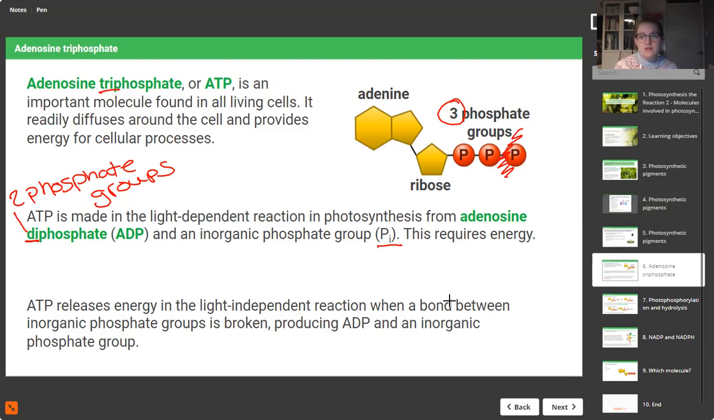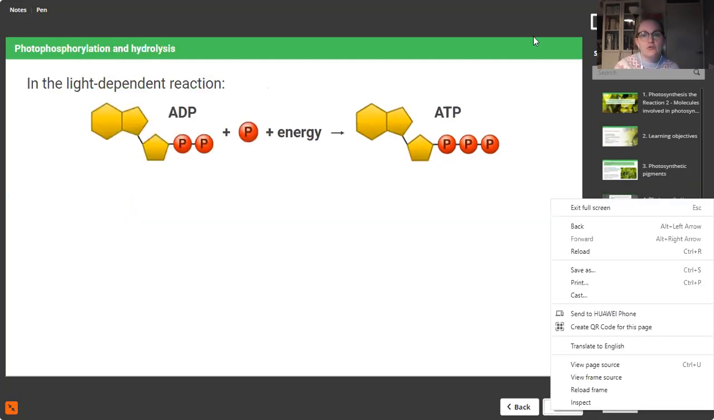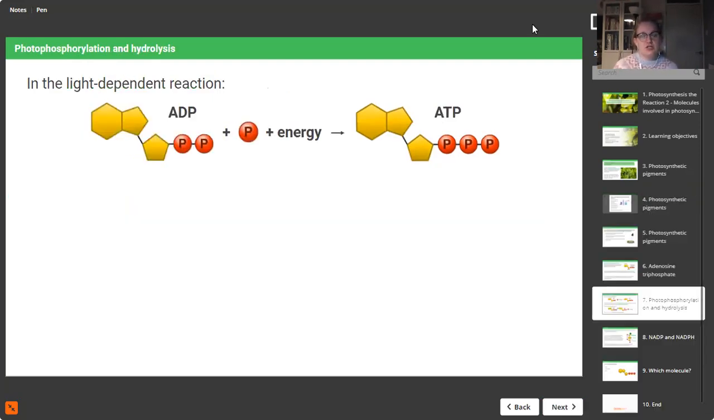So I'm going to look at that in a little bit more detail now. Actually, how do we join them? How do we bond these together? And how do we break these bonds? So in the light-dependent reaction, the first part of photosynthesis, which we're going to look at in a bit more detail later, ADP and an inorganic phosphate, so this is our inorganic phosphate, bond together. If there is energy provided, we need energy, and it forms ATP.